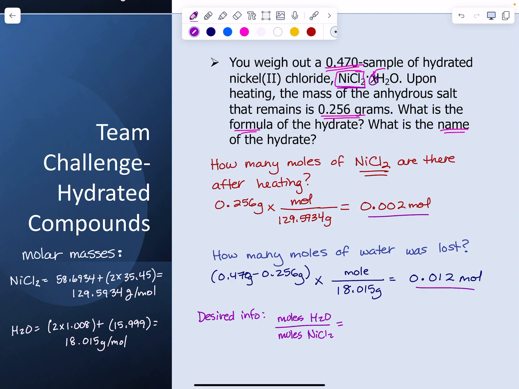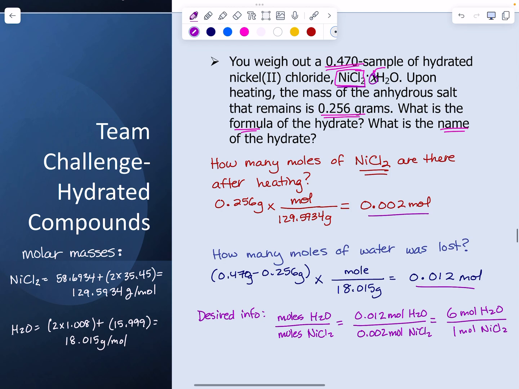So we would take the numbers that we figured out. So we've got 0.012 moles of water, and we would divide it by the number of moles of nickel chloride that I have. And that comes out to be 6, all right? So 6 moles of water per every 1 mole of nickel chloride. So the formula for our compound, our X winds up being 6.